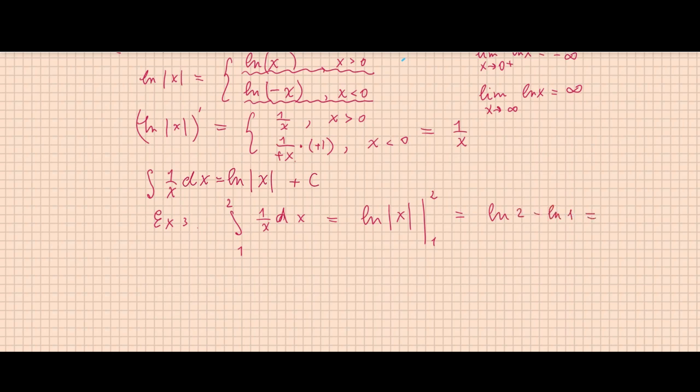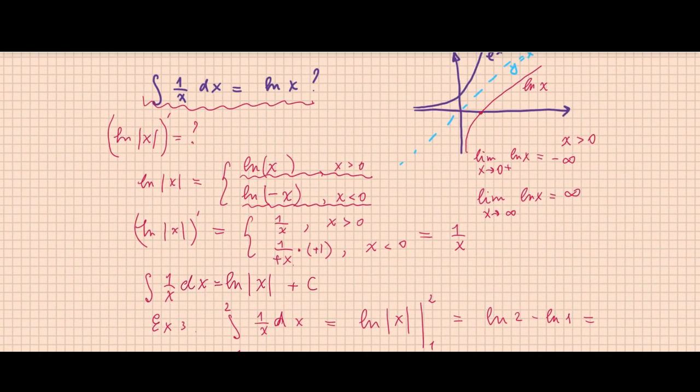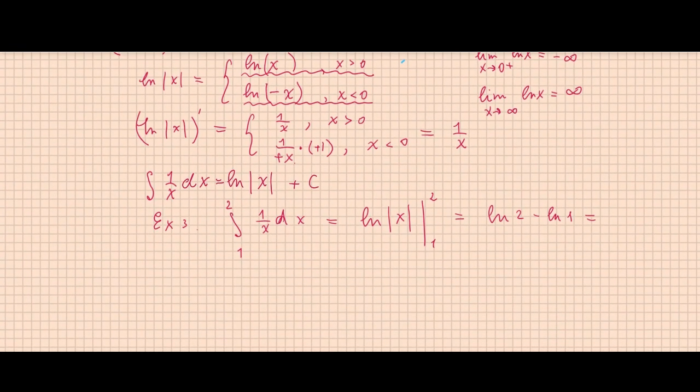You guys probably remember that ln of 1, especially if you look at this graph, ln of 1 is equal to 0. That's because e to the power of 0 gives 1. So this one is equal to 0, and we just have ln of 2. That's going to be the area under 1 over x from 1 to 2.